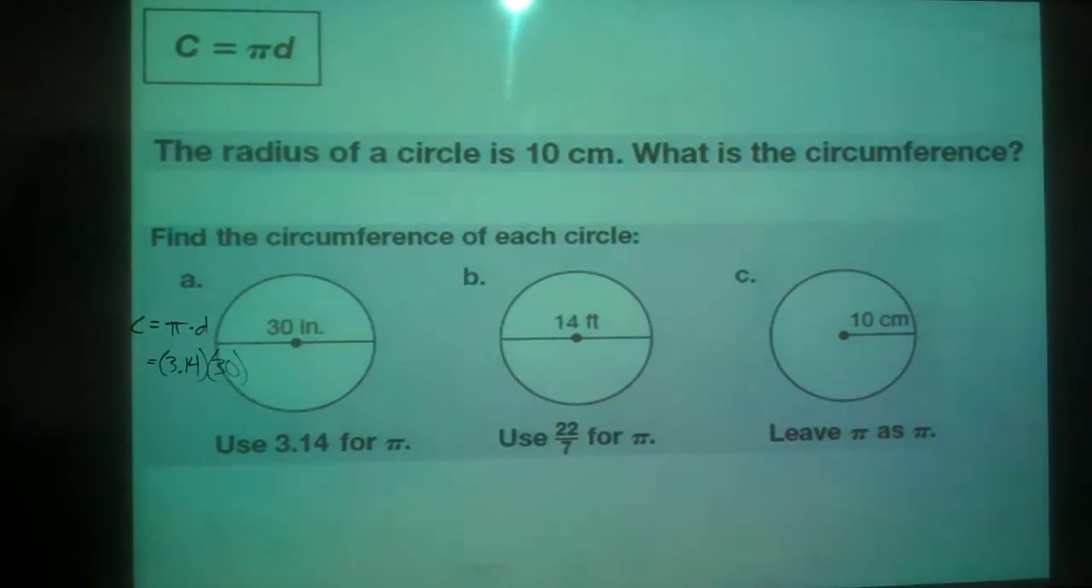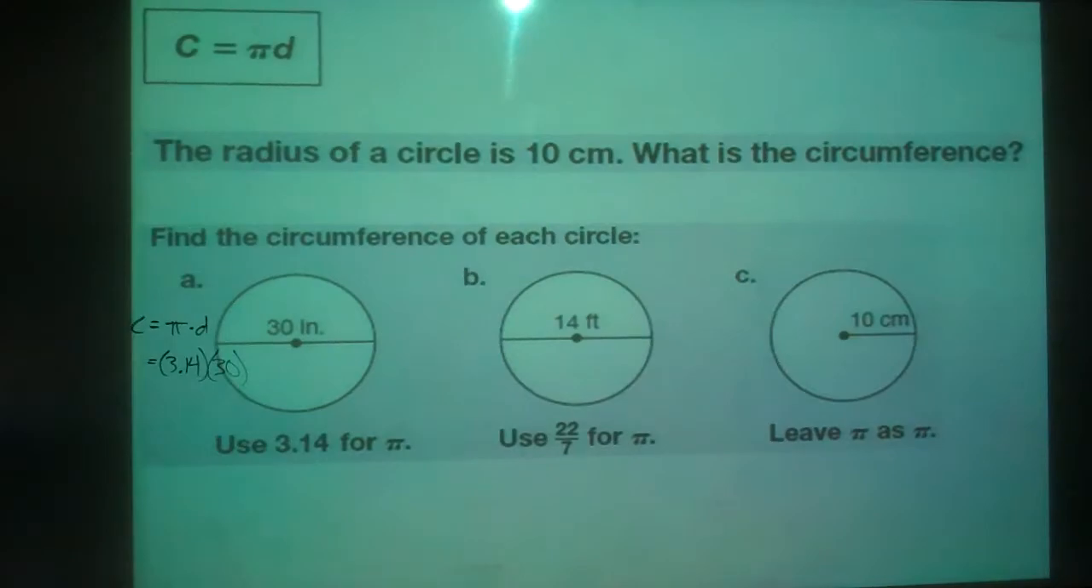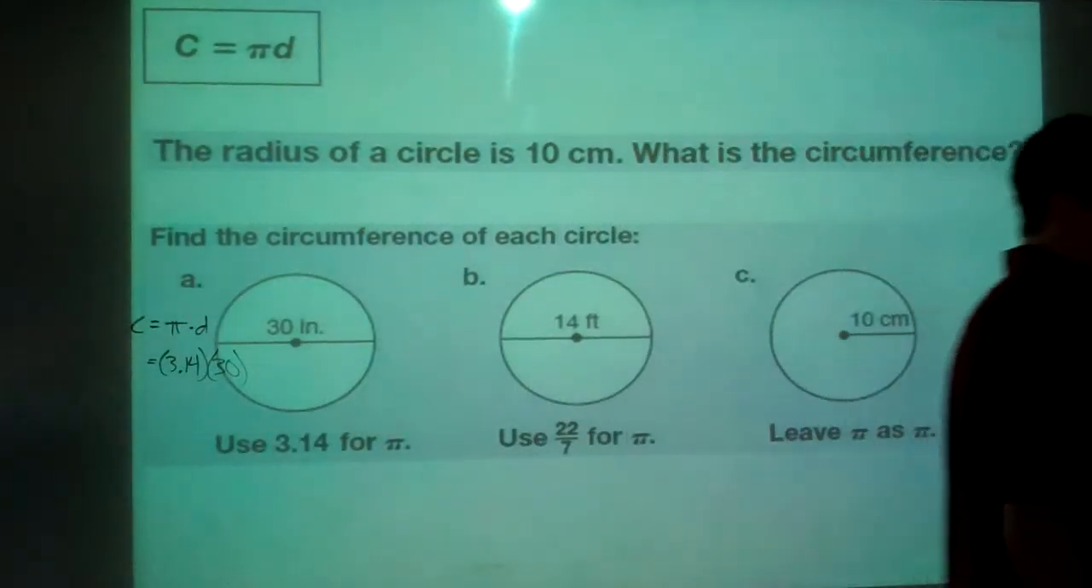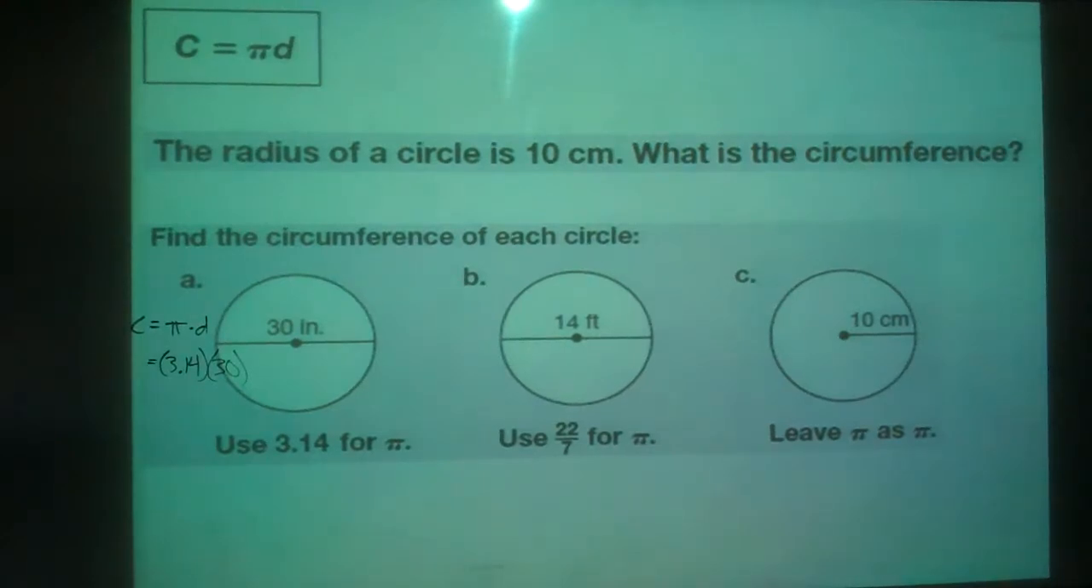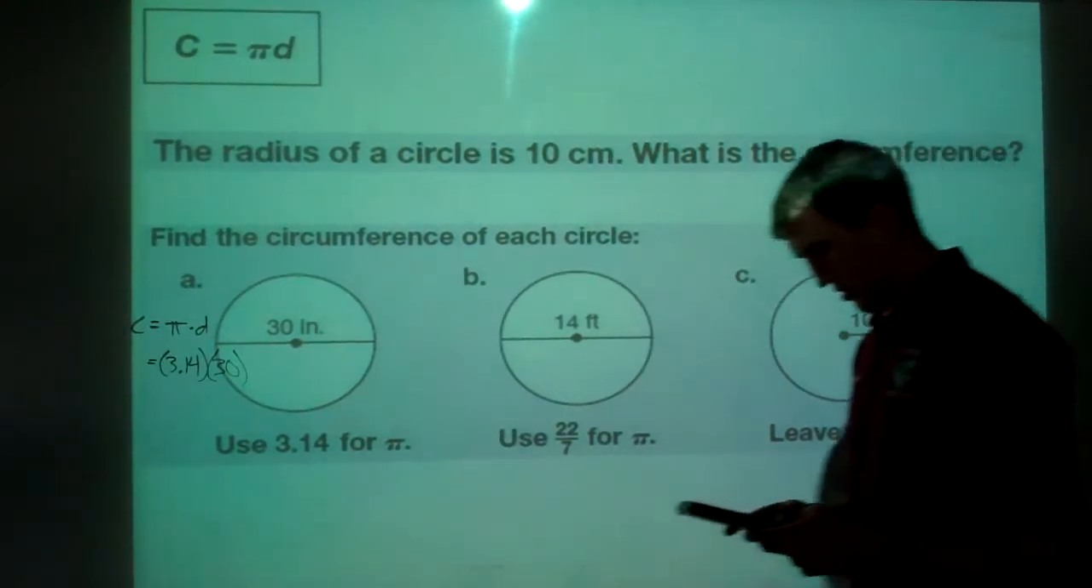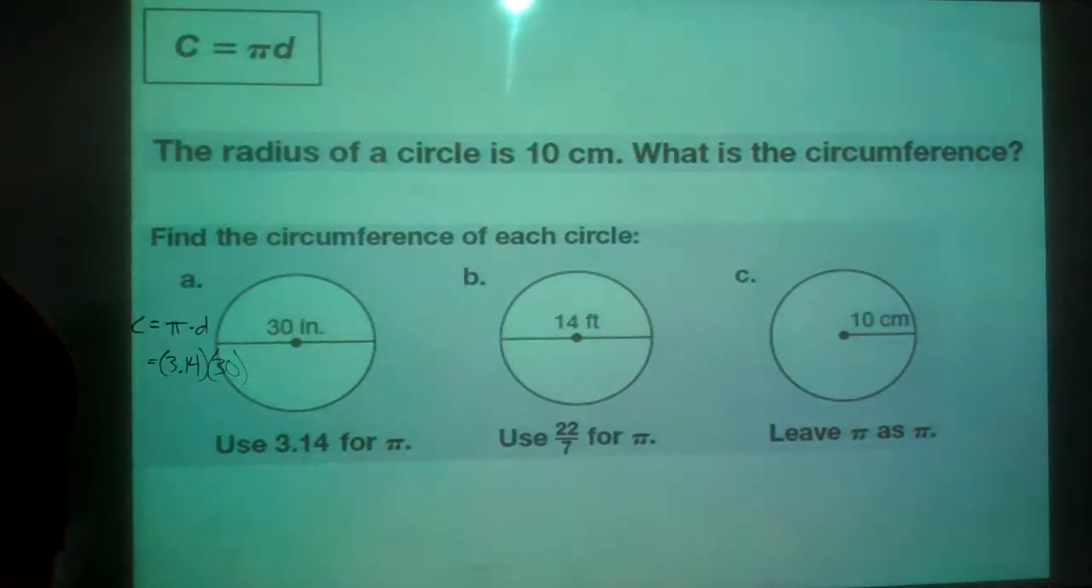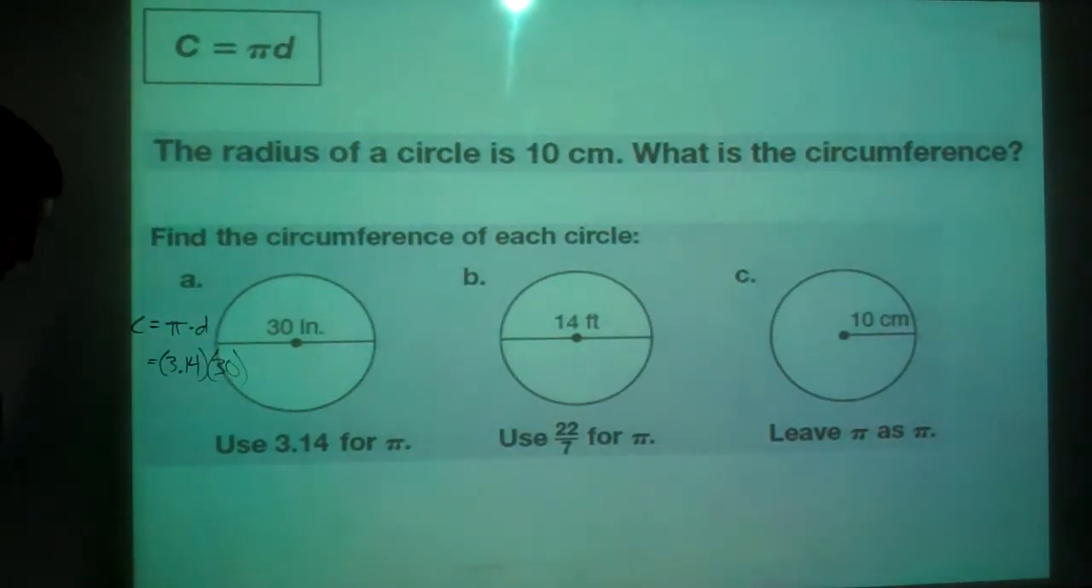I'll do that on my calculator real quick. If I can find it. Oh, it's on this side here. So 30 times 3.14 is 94.2.